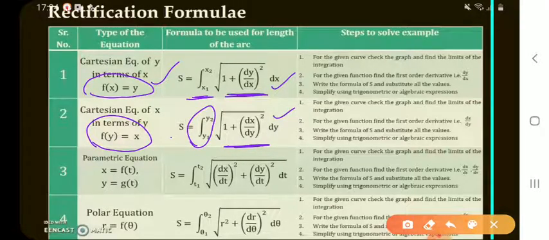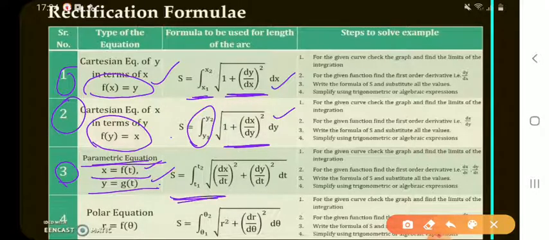The first and second are in Cartesian form, and the third one is the parametric equation. That means if the equations are x equals f of t, y equals g of t, then the formula to find the length of the arc is s equals integral t1 to t2 root of dx by dt whole square plus dy by dt whole square dt.